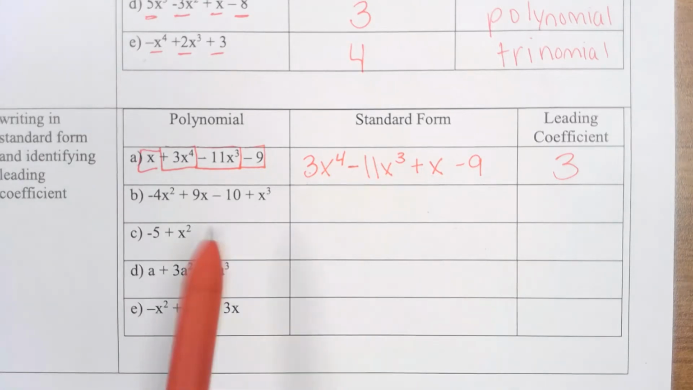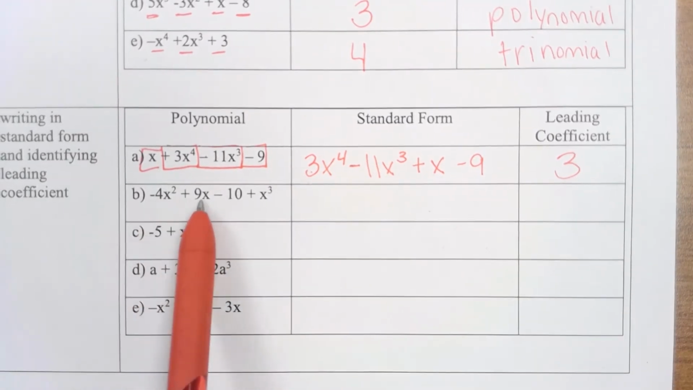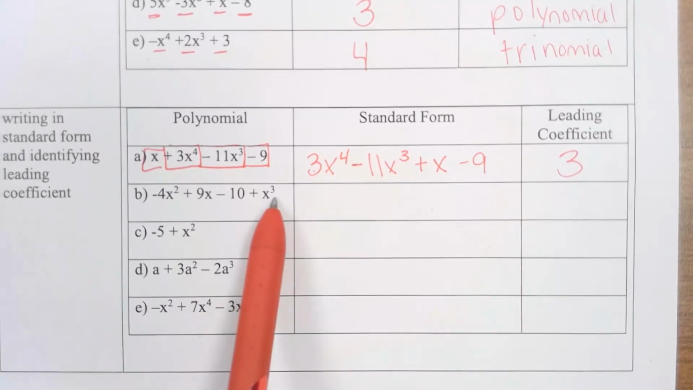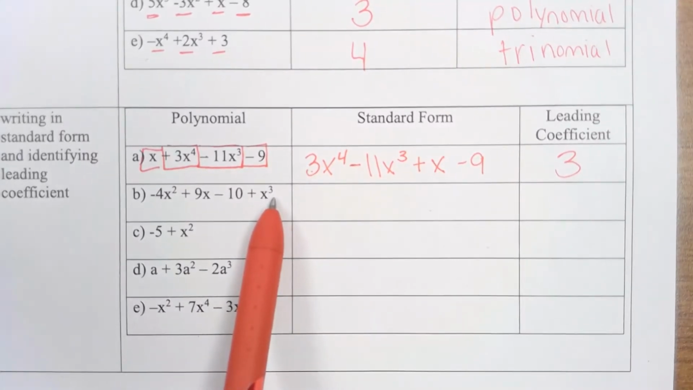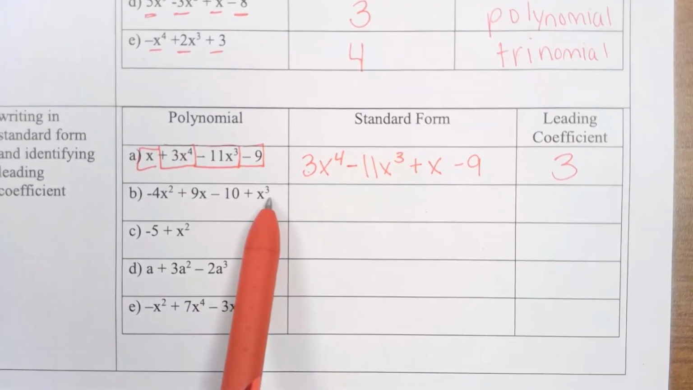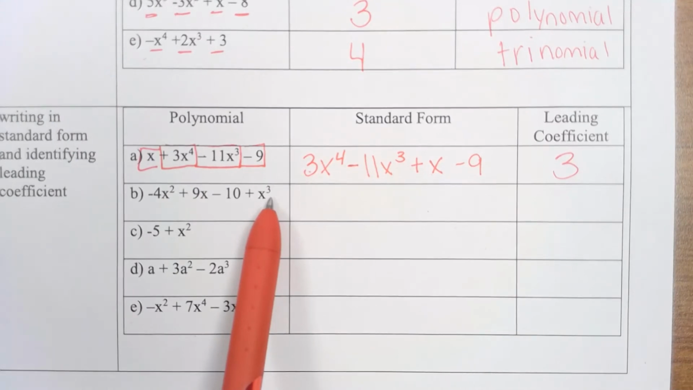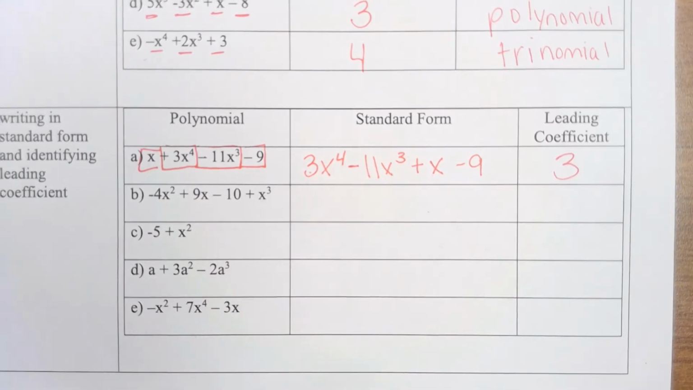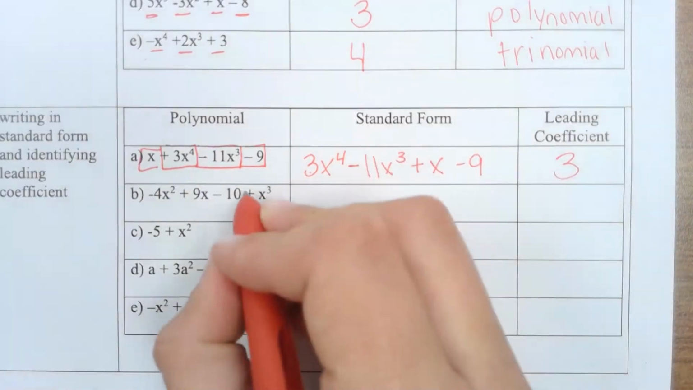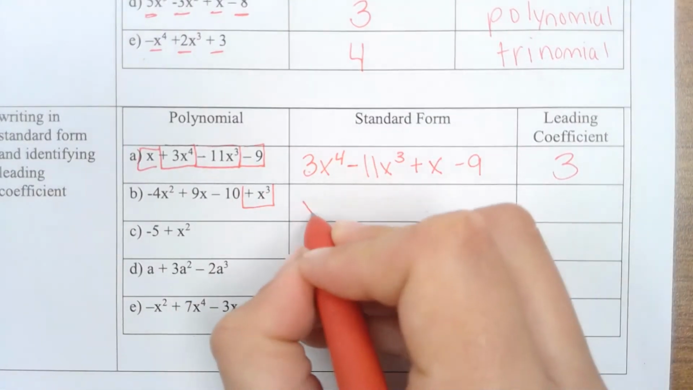Alright, so next one. So I have negative 4x squared plus 9x minus 10 plus x cubed. So again, when you're writing this in standard form, you're always going in alphabetical order, and you must go by their exponents. So my variable with the highest exponent is this plus x cubed, so I'm going to start with that in my standard form.